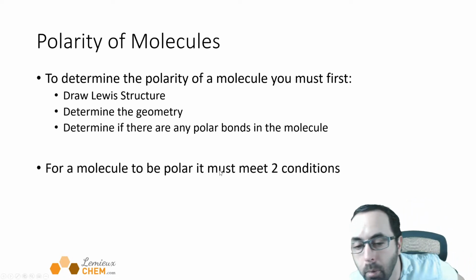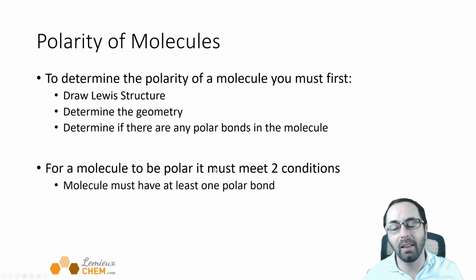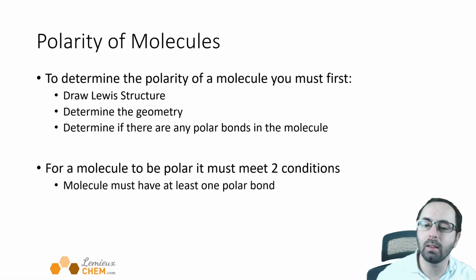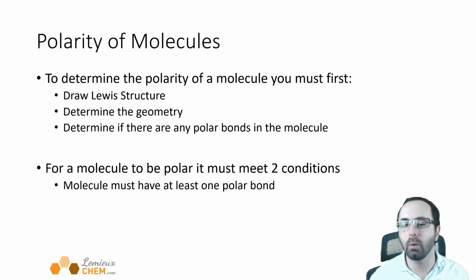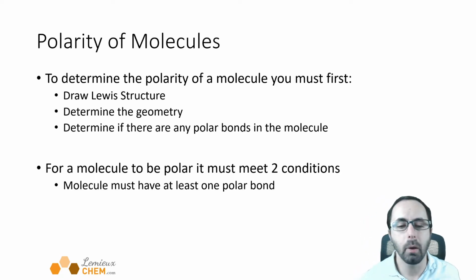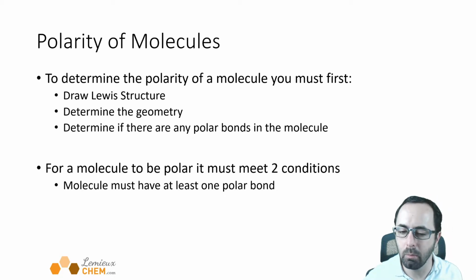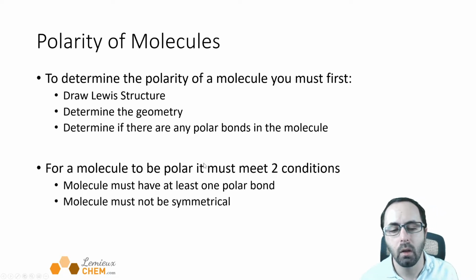For a molecule to be polar, it has to meet two conditions. Number one, it has to have at least one polar bond. If there's not at least one polar bond, then the electrons really aren't being pulled anywhere in any part of the molecule very hard, and so the molecule overall won't be polar. But if it has at least one polar bond, then we have another condition to meet, because you could have various polar bonds in the molecule, but if they're all pulling against one another, they could cancel each other's pulls out. So we have to make sure that the molecule is not symmetrical.